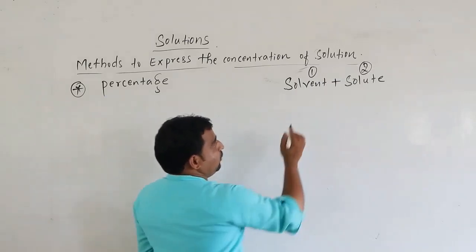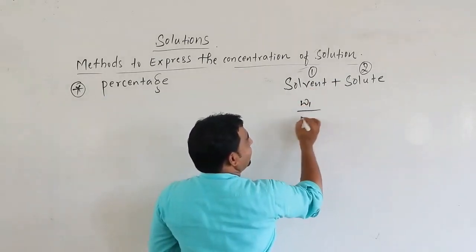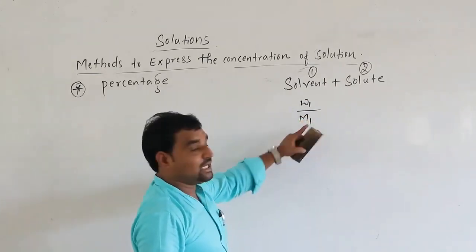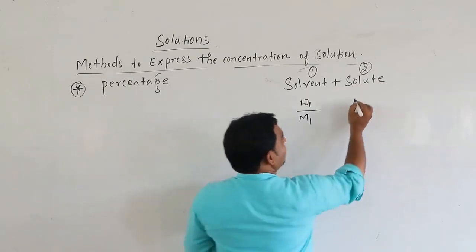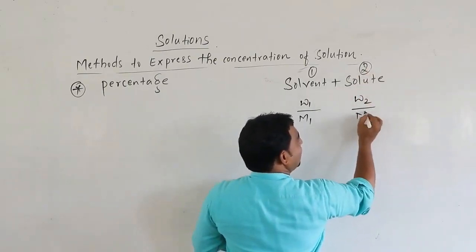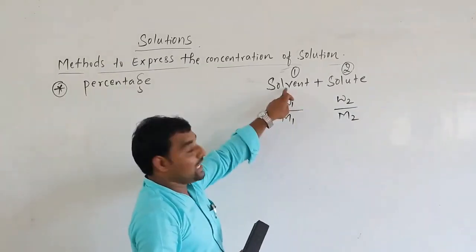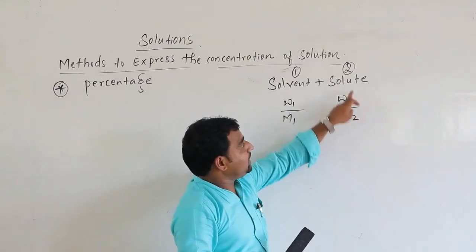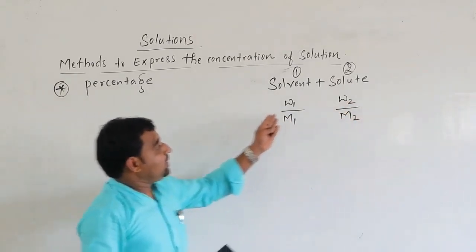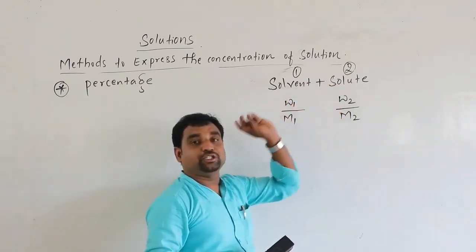So now the weight of the solvent is W1 and the molar mass of the solvent is M1, and the weight of the solute is W2, so the molar mass of the solute is M2. This 1 refers to the solvent here. This 2 refers to the solute. These notations will help in calculating the molarity or number of moles.